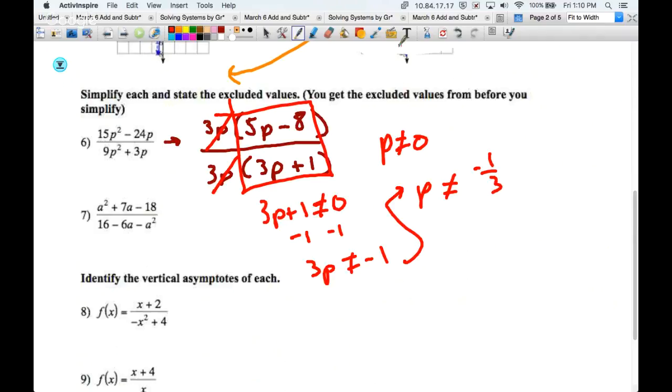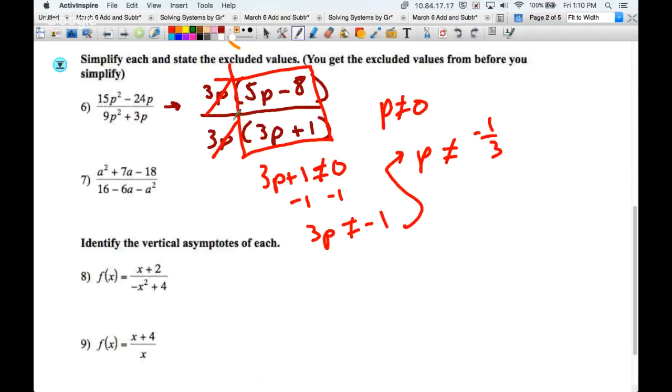I put a note in here to help you. You get the excluded values from before you simplify. So after you factor, but before, well, I should have said before you cancel. Maybe you could consider factoring a form of simplification. But yeah, you gotta set the individual factors on the bottom equal to 0 to get those excluded values.